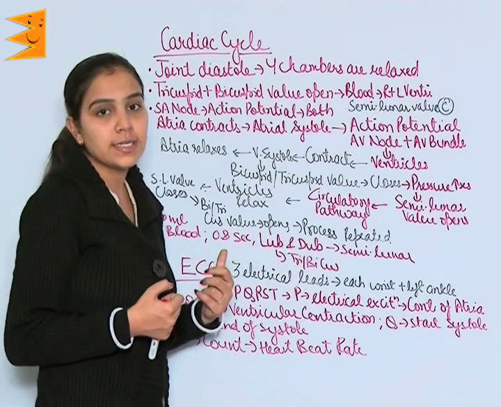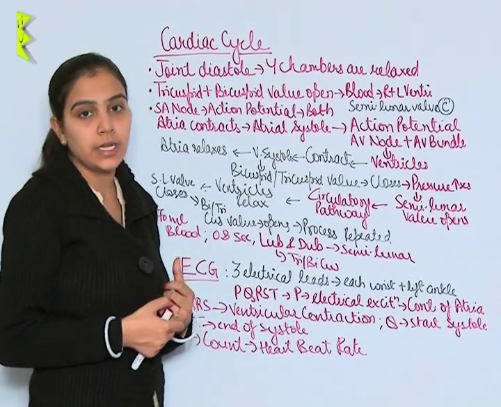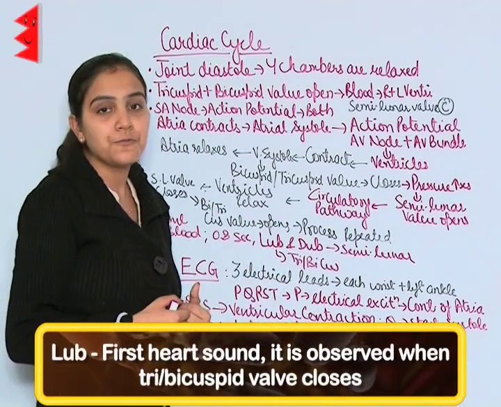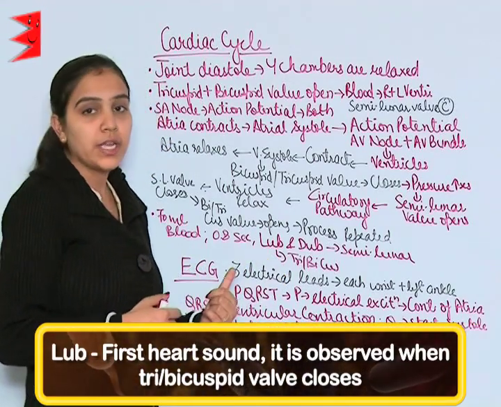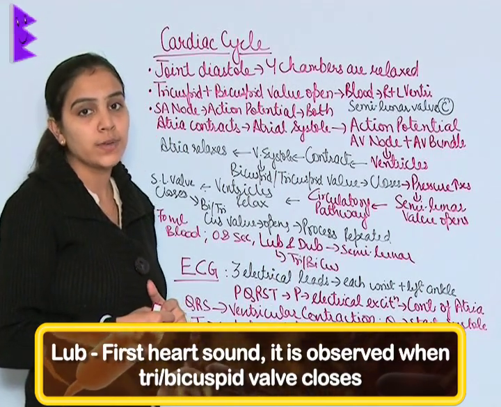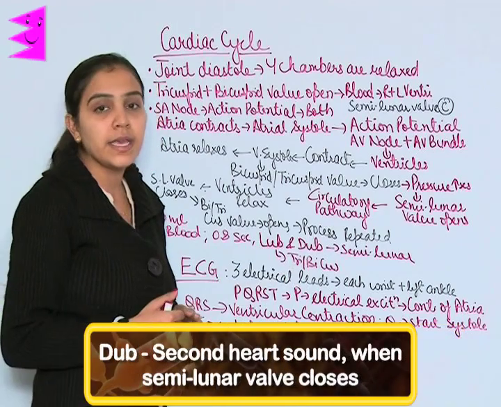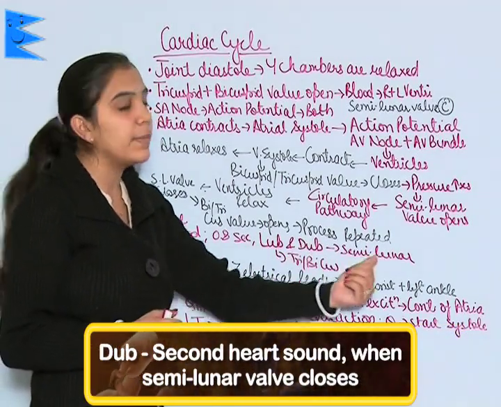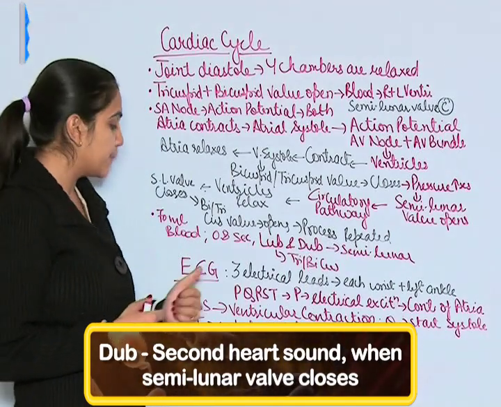There are two heart sounds which are of clinical importance. These are lub and dub. Lub is the first heart sound, which is observed when the tricuspid and bicuspid valves are closed, and dub is the second heart sound, which is observed when the semilunar valve is closed.